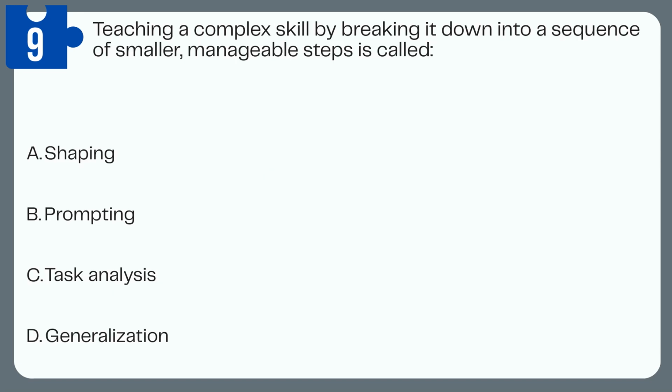Question 9. Teaching a complex skill by breaking it down into a sequence of smaller, manageable steps is called A. Shaping. B. Prompting. C. Task analysis. D. Generalization.